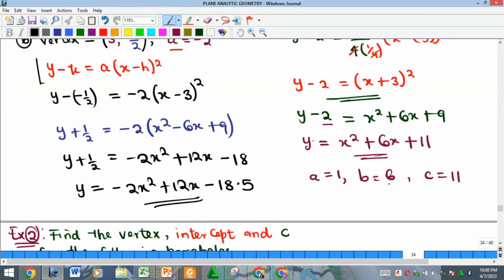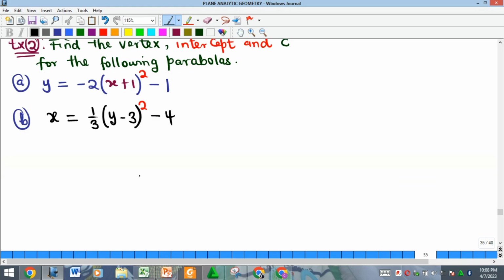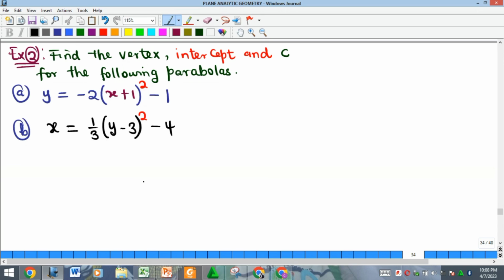Okay, so let's look at other examples we have here. Now this one says that we should find the vertex, intercept and then the c for the following parabolas. Okay, so in other words, you can also find the intercept of your parabola. And how do you do that? Very simple. If you want to find the intercept, if it is the y-intercept, all you need to do, I already discussed this when I talked about straight lines, is to make your x 0. At the point where your x is 0, that is where you have your y-intercept. Whatever your y is at that point is your y-intercept. And if you want to find the x-intercept, you will make your y 0.